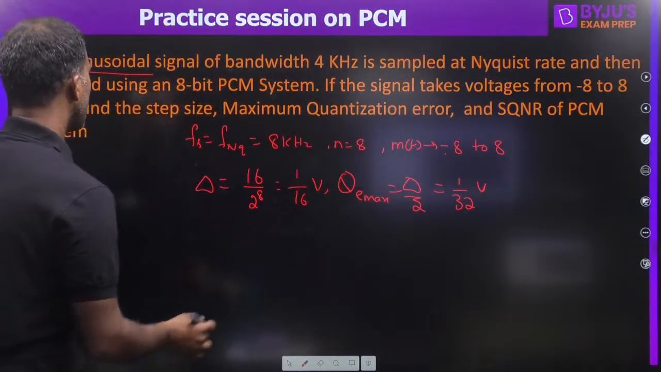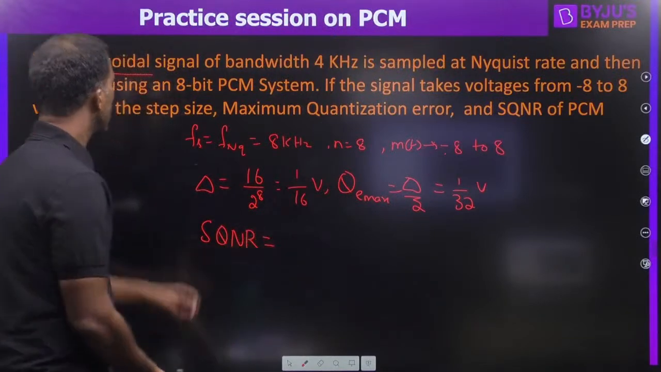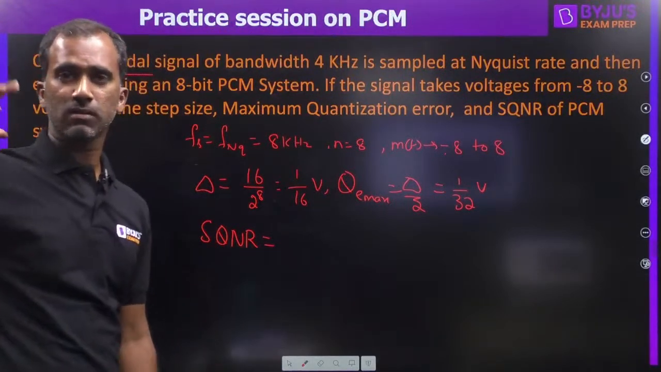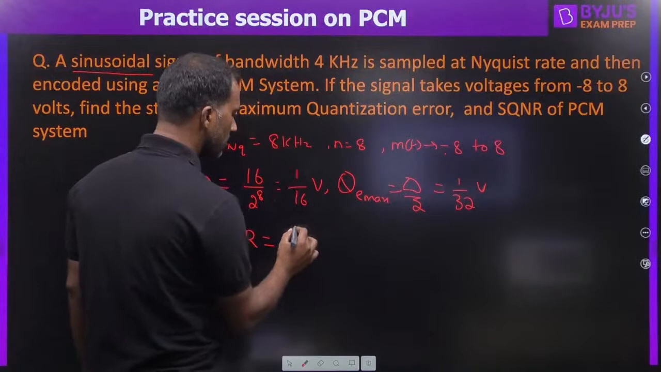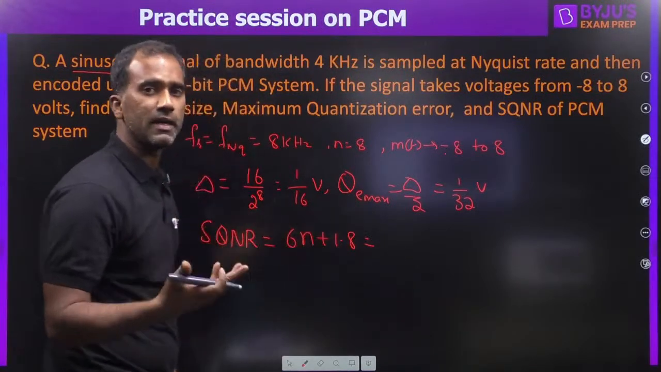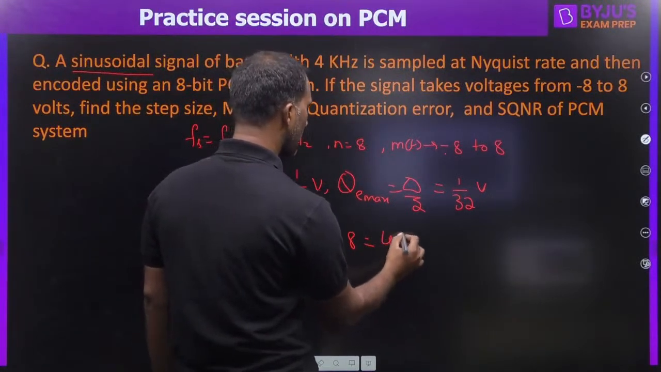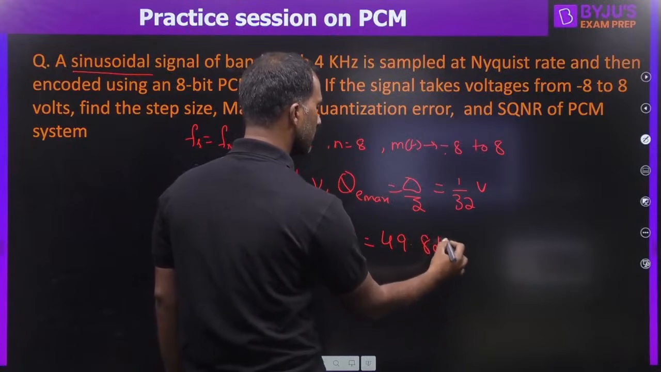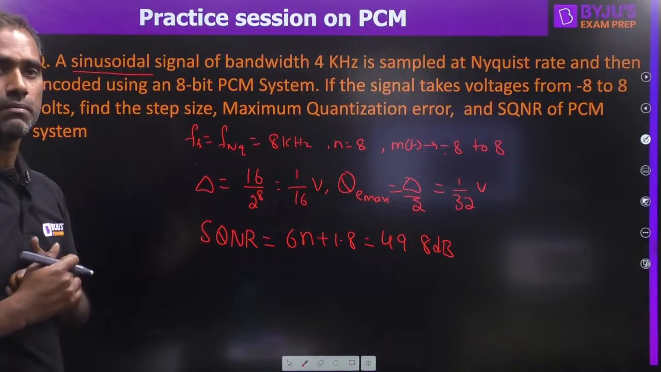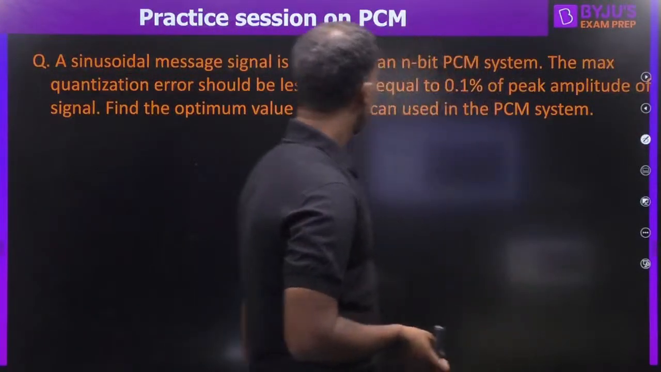Next, SQNR. Do we need to calculate from the starting? Not required, no. The message is given as sinusoidal. SQNR formula we have for a sinusoidal message, and that is 6n plus 1.8. Generally, SQNR is expected in dB scale, okay? So n you can substitute 8 here. It is 49.8 dB. That is the answer. Is that okay? Fine. Next one. Come on.